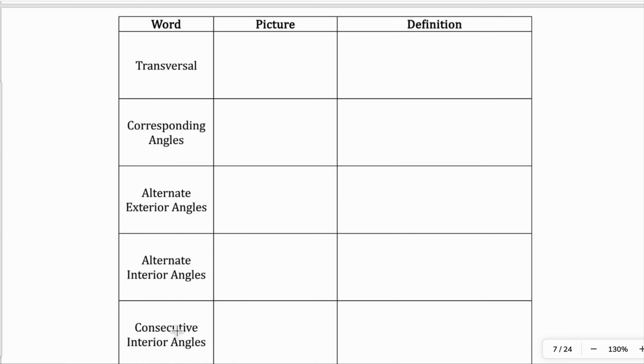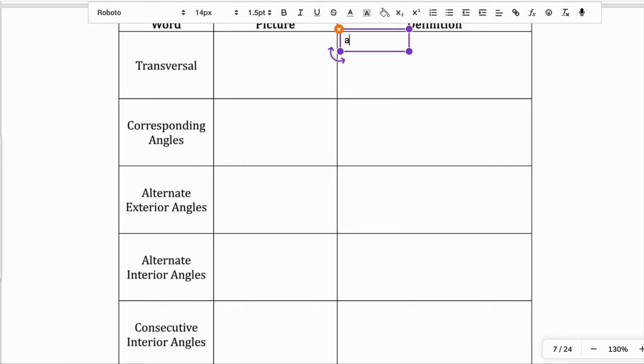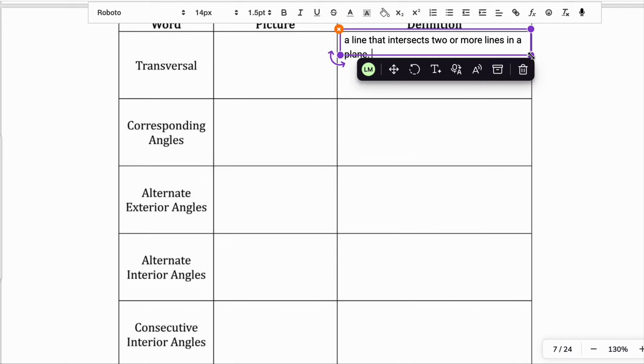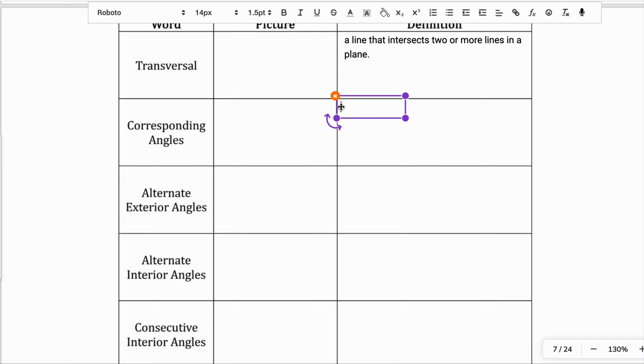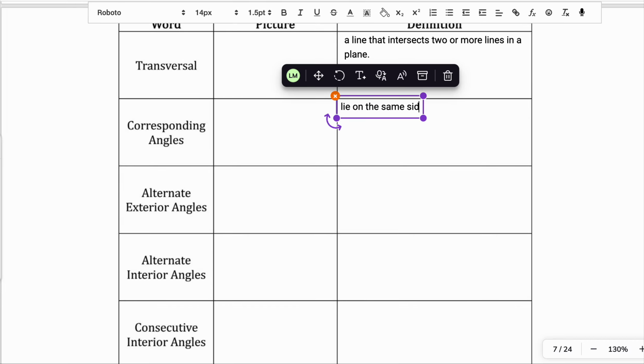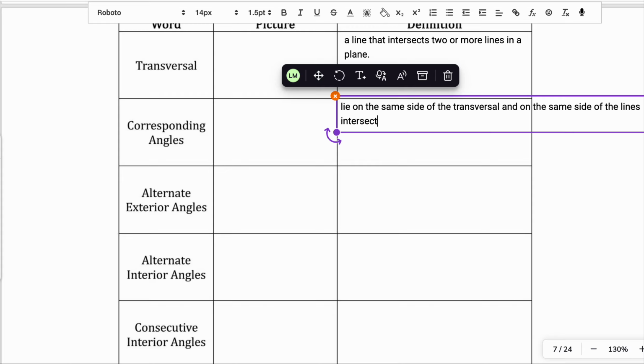Okay? So there's that. Let's take a peek now at some more definitions. Again, I'm going to type out the definitions first so we can get through our lesson a little bit quicker, and then we'll go back and draw some pictures. A transversal is a line that intersects 2 or more lines in a plane. Corresponding angles lie on the same side of the transversal and on the same side of the lines intersecting the transversal.